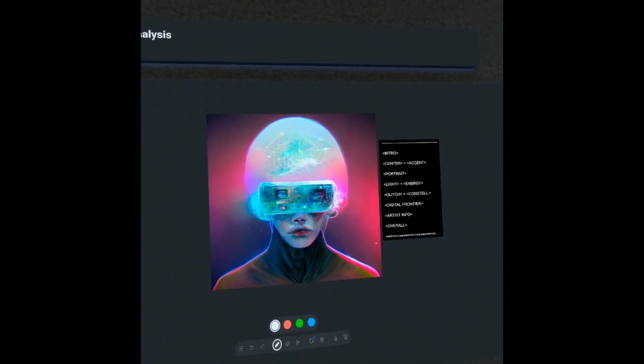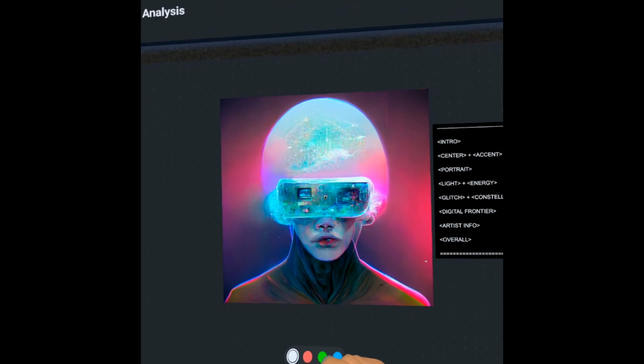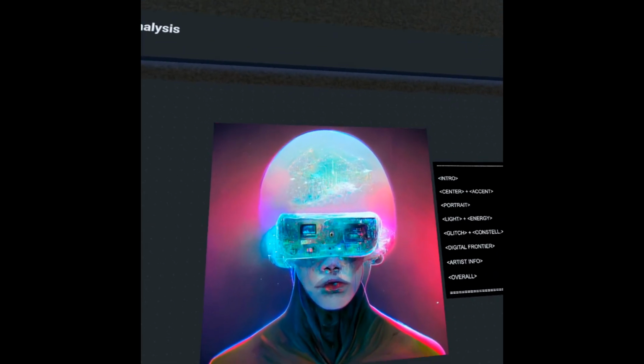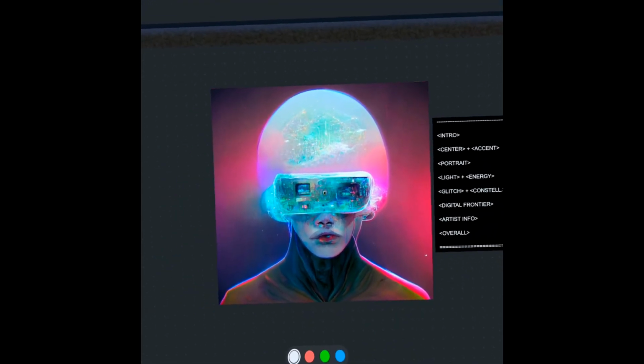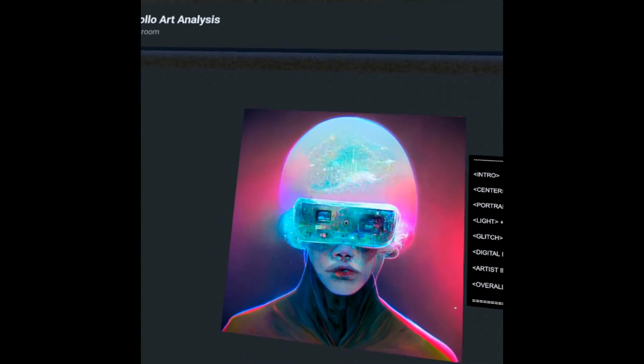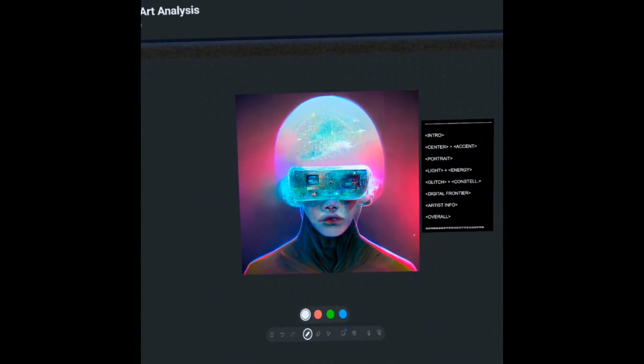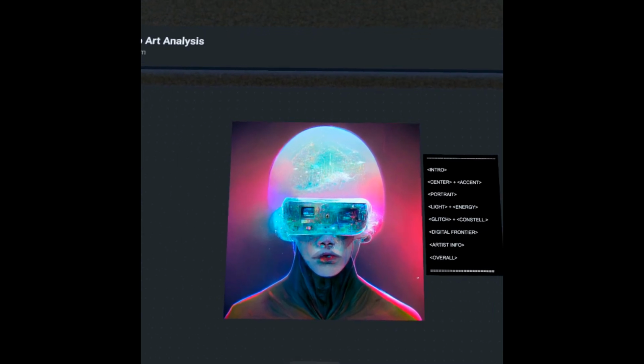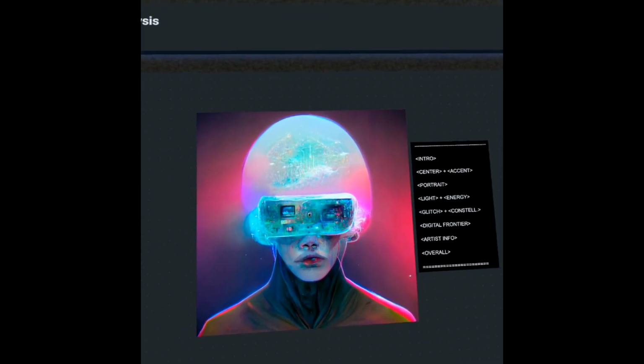And so in this piece, we're going to be talking about center emphasis. We're going to talk a little bit about stylistic or hybridized portraitures. We're going to talk about the magical element of glitch electric light, and then we're also going to talk about what I call the digital or digital alchemical frontier. So let's jump right into it.